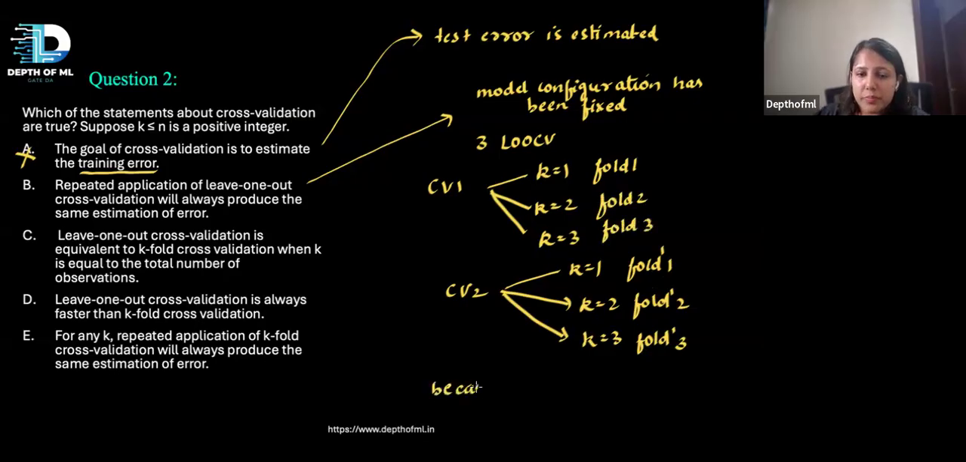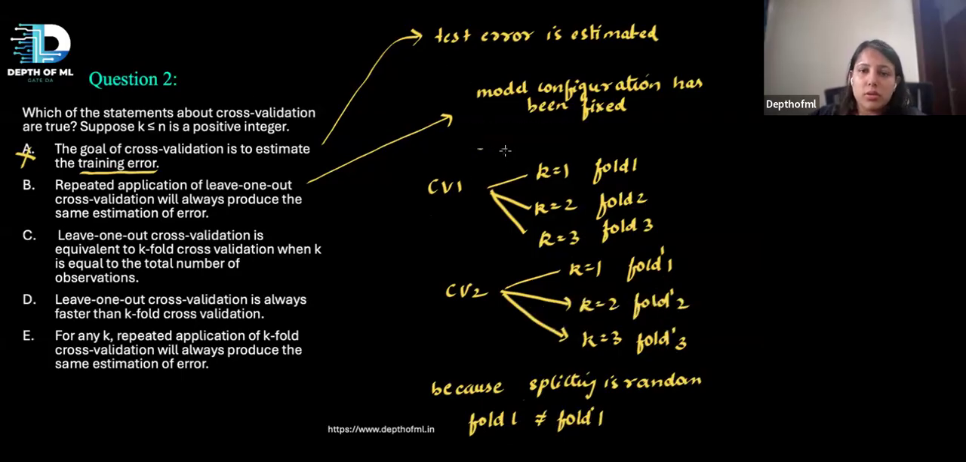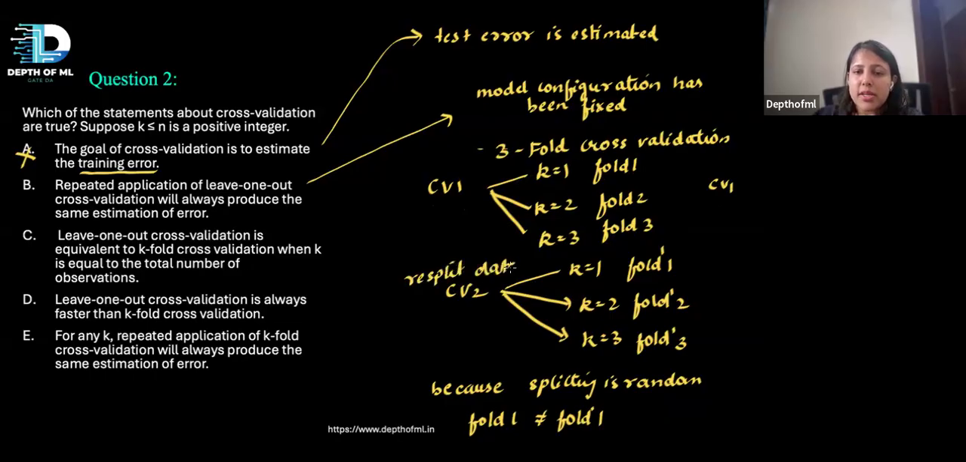So because splitting is random, fold 1 might not be equal to fold dash 1, right? So these folds are different. So let me remove this. I'll do three-fold cross validation. So in your three-fold cross validation, suppose I'm doing the first round of cross validation where I'm creating 3 splits and running the cross validation. I'm getting some estimate, say CV1. Here I'm running the cross validation again, so I have resplit the data. Now, because this splitting happens randomly, your folds that you create in fold 1 and fold dash 1 will not be same, and hence your CV1 will not be equal to CV2. Make sense? CV1 is not equal to CV2.